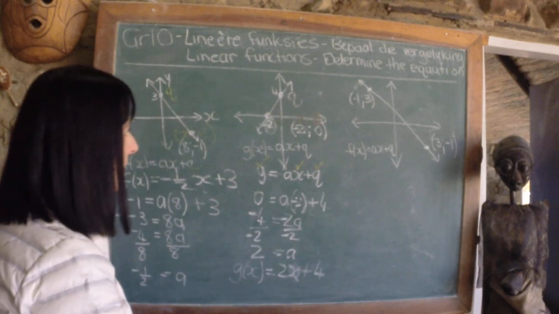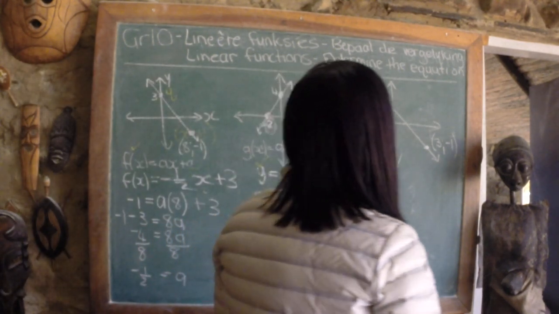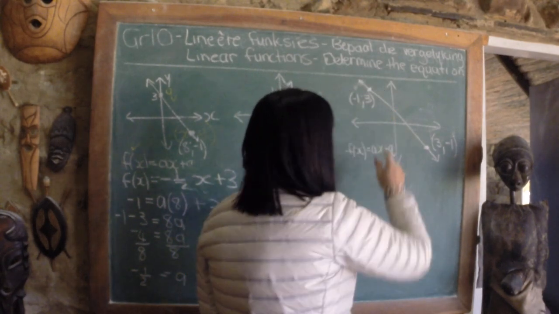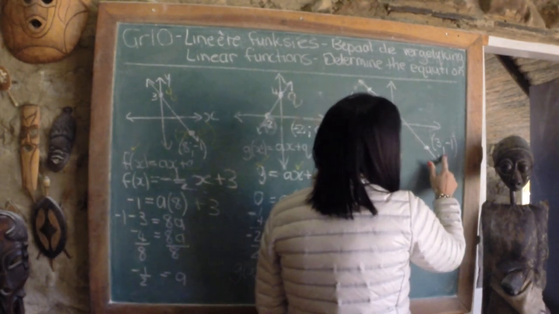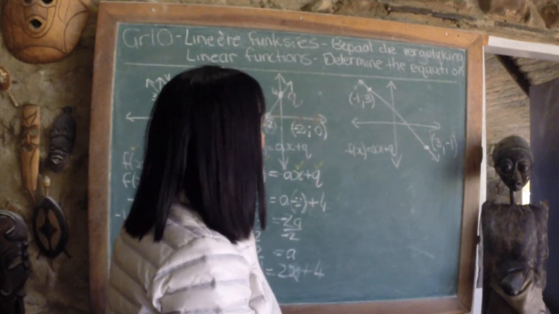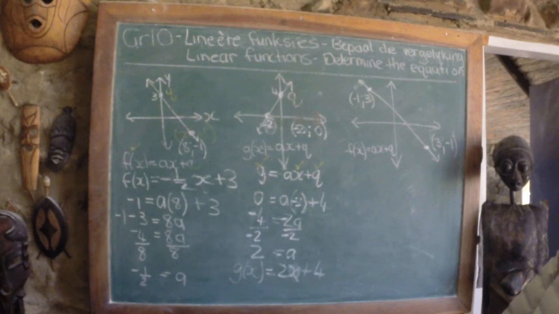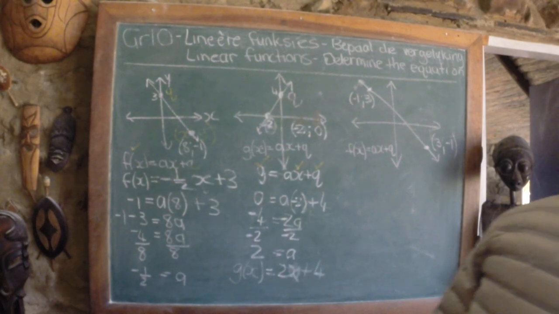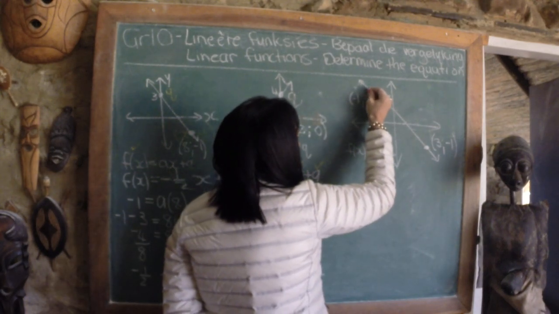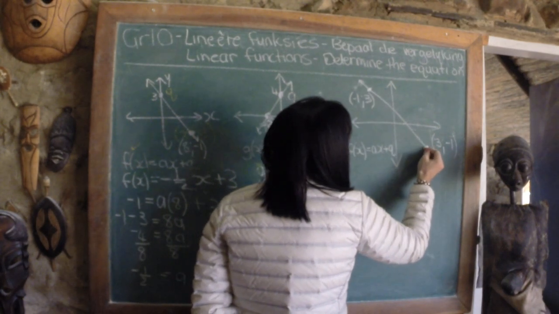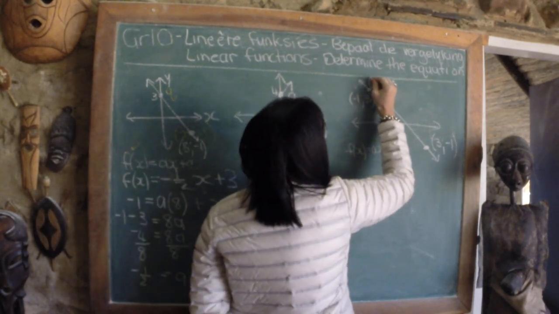Goed, so let's look at the third example. Die derde voorbeeld het ek nie my y-afsnit nie. Ek het nie my q-waarde nie, ek het wel 2 koördinate. I've got 2 coordinates. So there's a few ways of doing this. Ek gaan vir jou 2 maniere wys. Kom ons gaan kyk eers na ons waardes wat vir ons gegee is. Hierdie is 'n xy waarde.